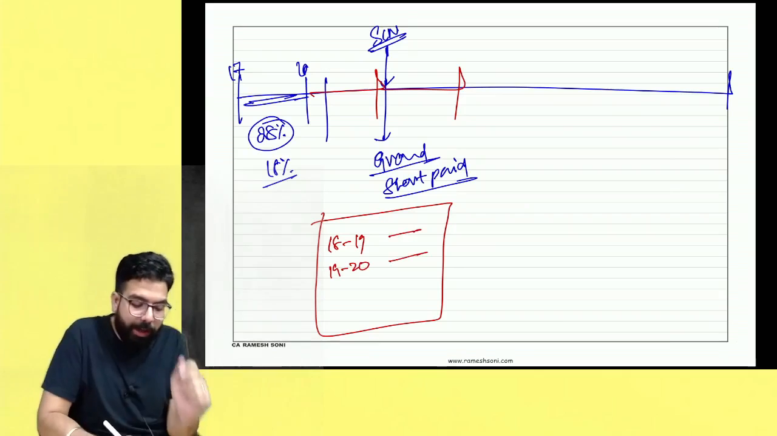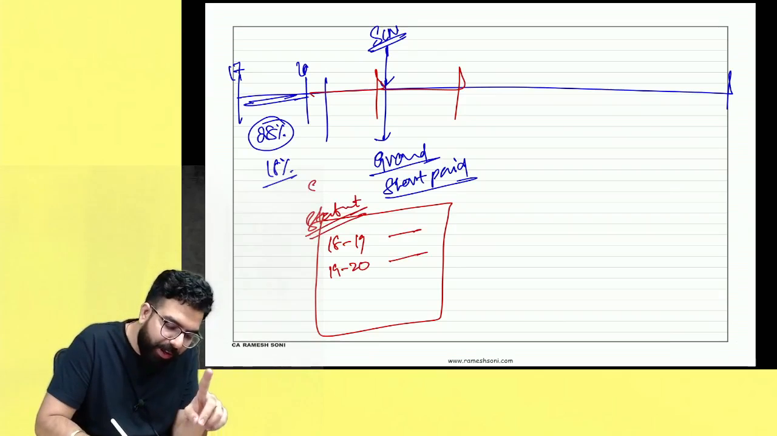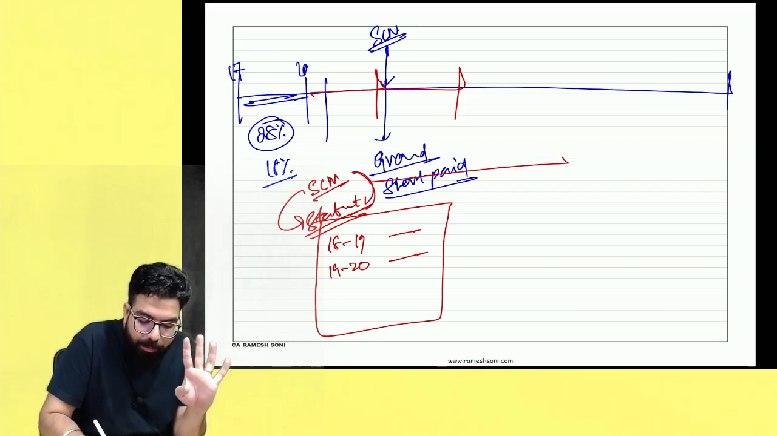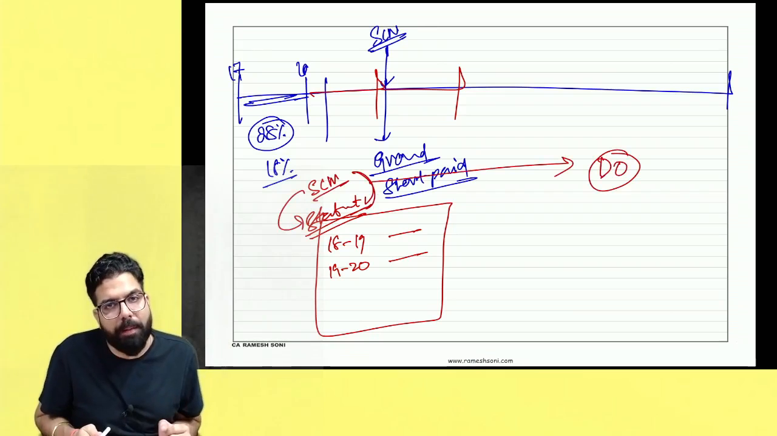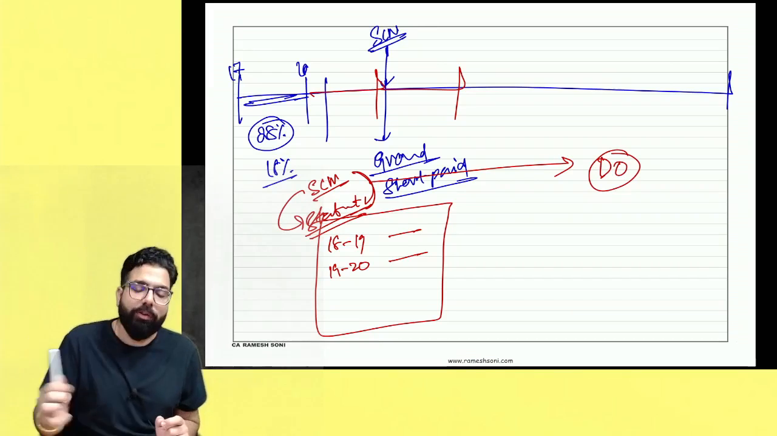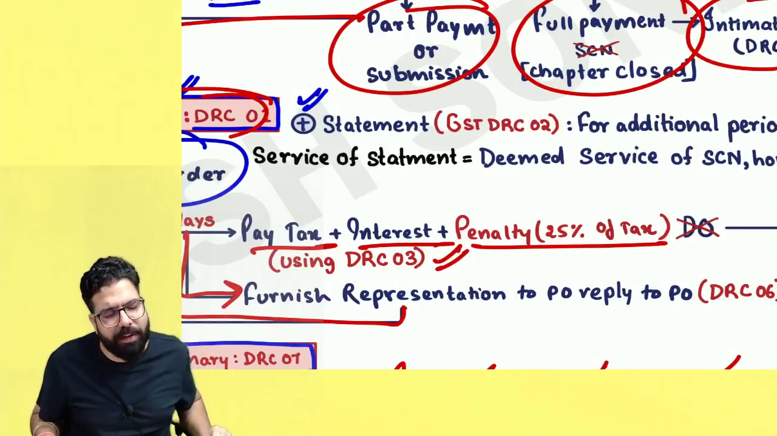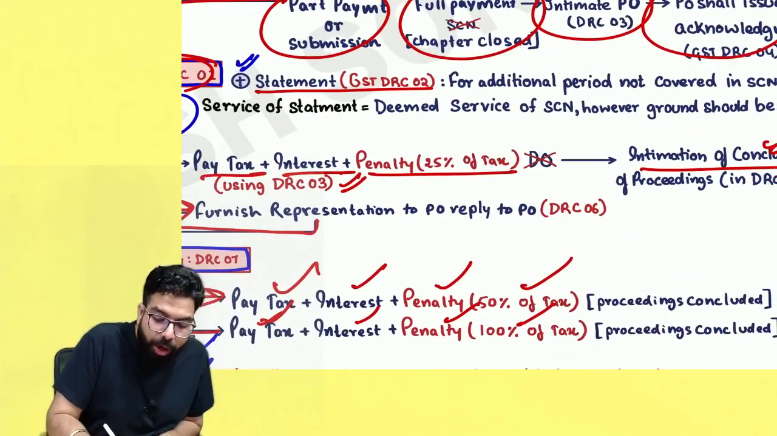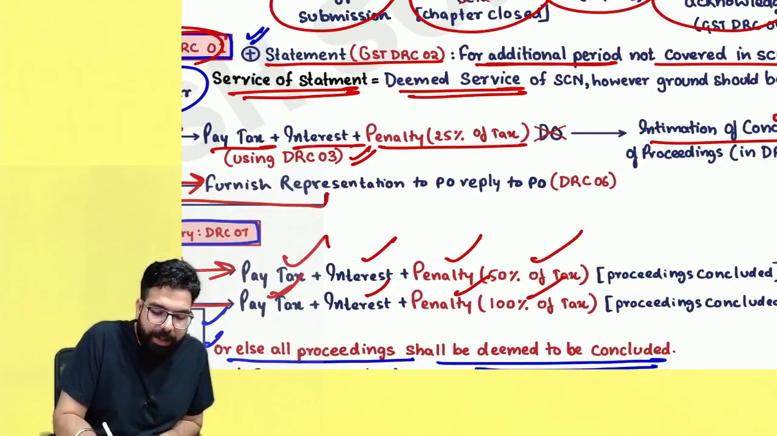Now, what will he do? He will give you this statement, and this statement will be deemed as the show cause notice. So first he has given you a show cause notice for 1 year. For the other years, he has given you a statement. Now, combining both of them, he will raise the demand order. For all the 3 years, if he wants to raise a demand order, first he has to give you a show cause notice. One show cause notice was already given. For the additional period, he did not give you a show cause notice. Instead, he will give you a statement, and that statement is in GST DRC-02 for the additional period not covered in the show cause notice, and service of the statement will be deemed service of the show cause notice. However, the ground should be the same.